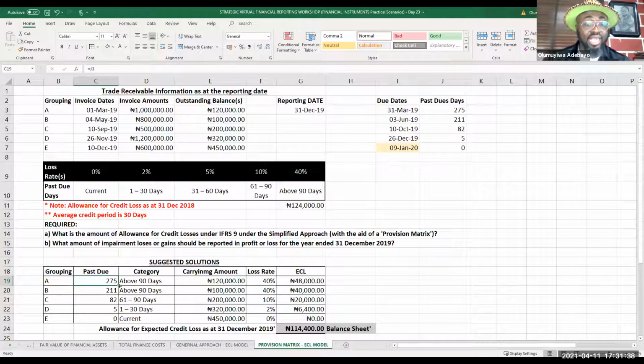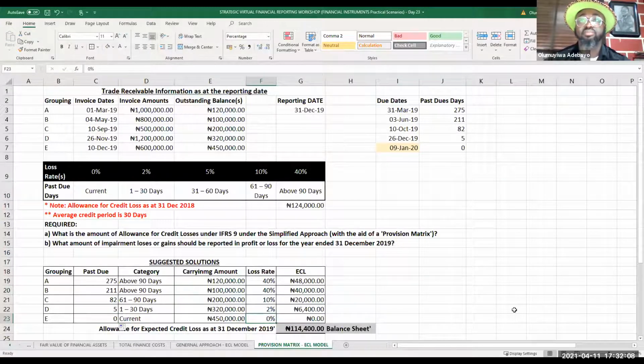And on that basis, I'll now ask myself, 275 days, where does it fall in this matrix? It falls above 90 days, and that is 40%. Above 90 days, 40%. 11 days falls above 90 days, 40%. 82 days fall within 61 and 90 days, 10%. 5 days fall within 1 and 30 days, 2%. 0 is current, is 0%.